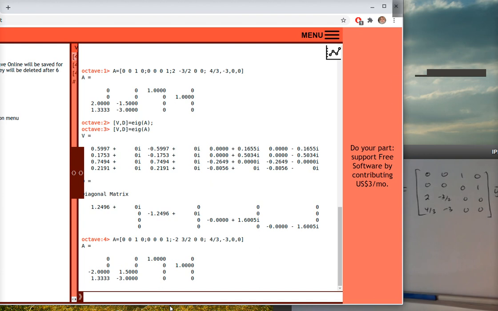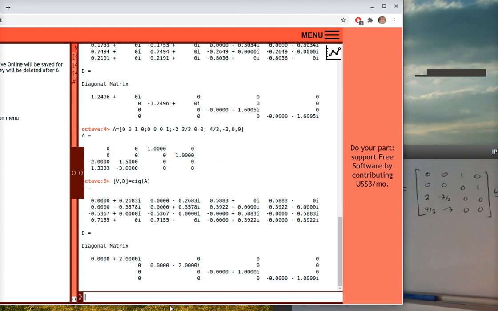Let's try that. Good. Let's try that one now. So now we'll do our eig A again. And there we go. These are the same eigenvalues that the book has. This is plus or minus 2i, and then plus or minus 1i, or just i.